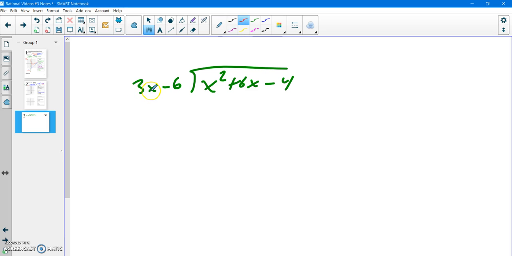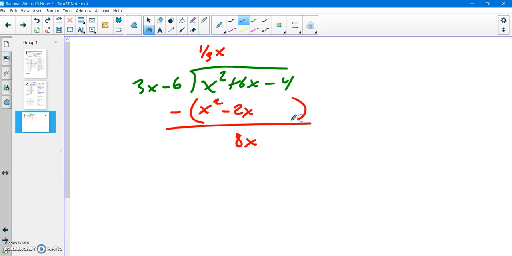What do you multiply 3x by to get x squared? Well, you multiply it by 1/3 x, right? That's how you get the 3 to turn into a 1. Okay. So then I get an x squared. What's negative 6 times 1/3 x? That's negative 2x. Okay, and I'm going to subtract. Don't forget you're subtracting. Number one mistake. 6 minus negative 2 is 8x.